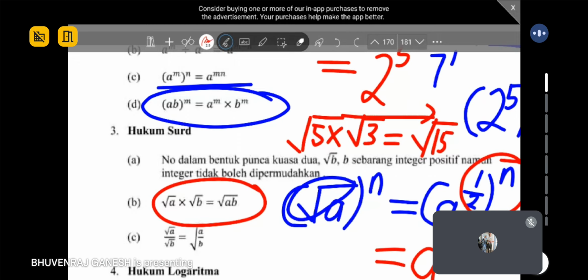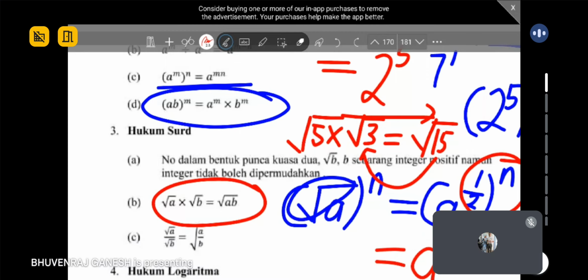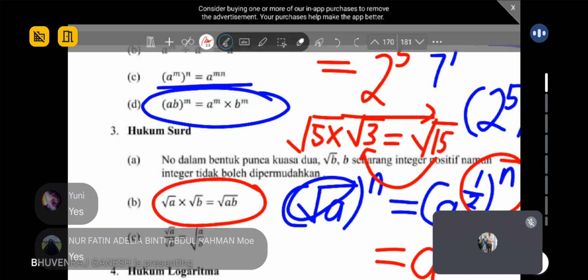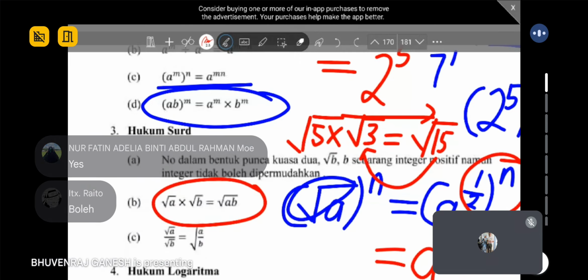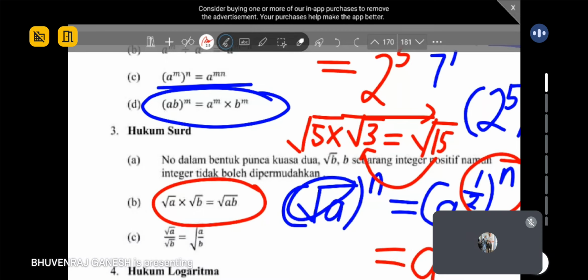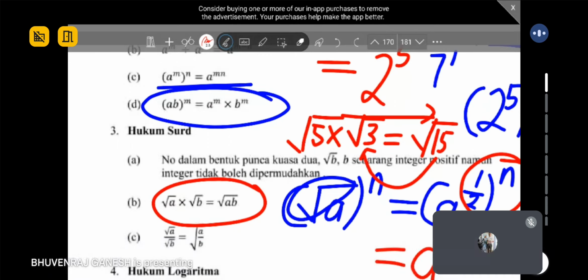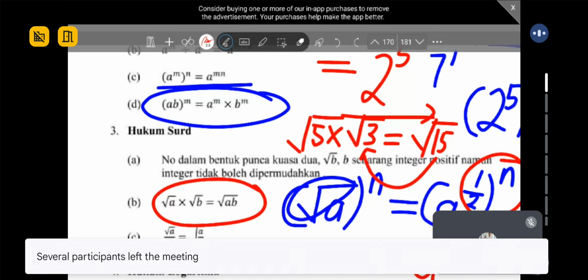Alright, so guys, this one is one way. But may I ask, can I reverse the process? Yes or no? Can I break down square root 15 to become square root 5 times square root 3? Yes, you can. So you must know how to do it both ways, because sometimes they will ask you to simplify the surd. How you simplify is based on the numbers that you can square root, your perfect squares.